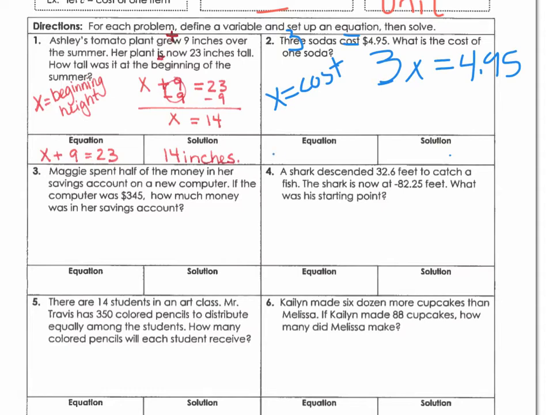All right, so let's put that in the equation box. 3x equals 4.95. Okay, if we have time, I'll come back and write that solution with you.